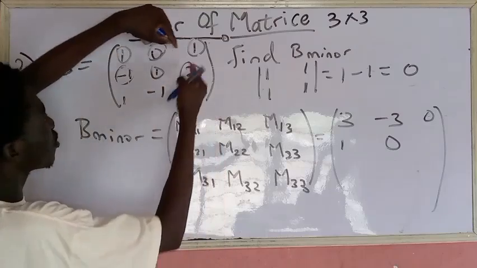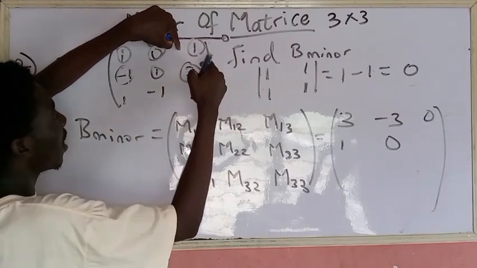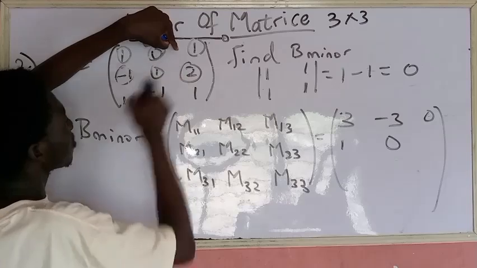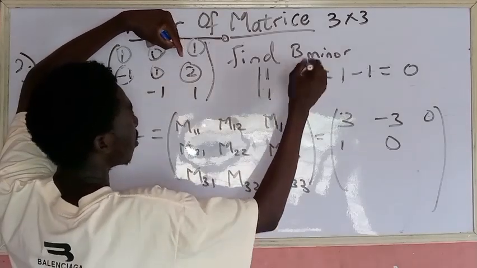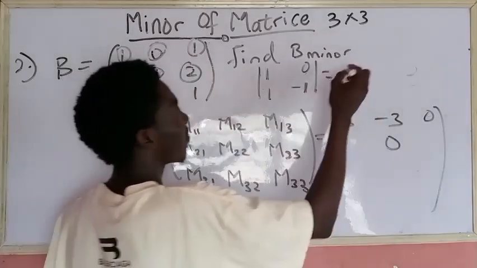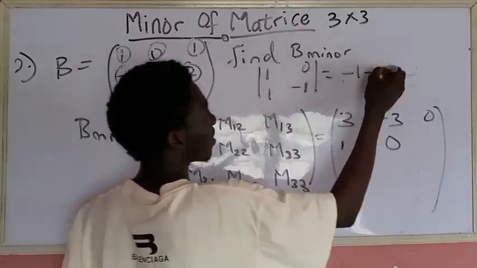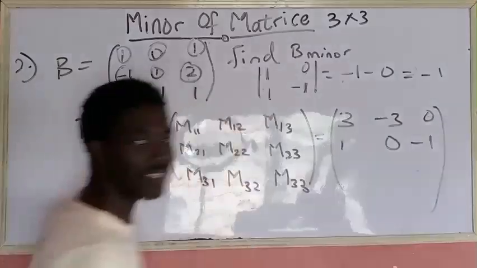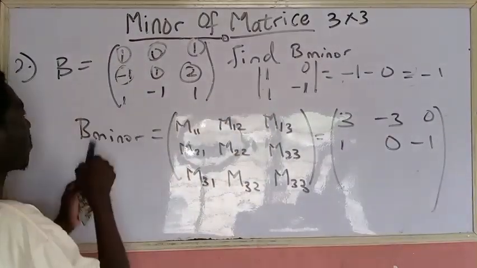Next one for 2. What will 2 do? 2 will block this column and block this row. So I'll be left with 1, 0, 0, 1, and minus 1. And that will be what? Minus 1 minus 0, and that is minus 1. Can you see that now?